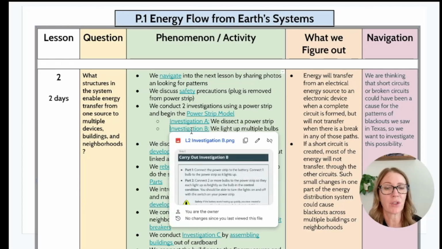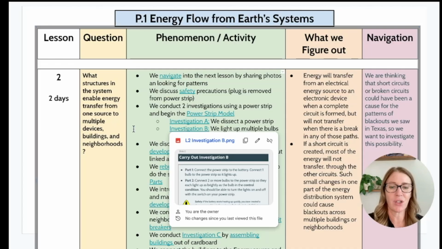Investigation B, they're going to try to add 2 light bulbs using alligator clips to the surge protector. Now, a battery is powering this surge protector, and so it's exploratory, and they have to figure out how to get the light bulbs to not only turn on and have the same brightness, but go on and off when the switch turns on and off.